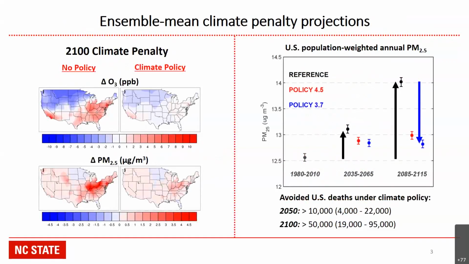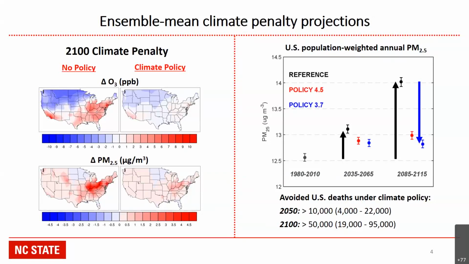And so very quickly, these are the ensemble mean projections that we were getting from this modeling framework. The figures here on the left compare the scenario uncertainty. So when you have a climate policy versus no policy, business as usual versus these climate stabilization policies, what does that mean as far as the climate penalty, or climate-induced changes in ozone and PM2.5? These are the ensemble mean projections under these different emission scenarios that we've used in the past.